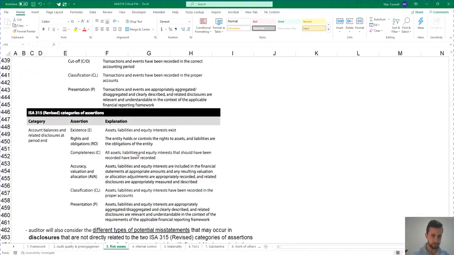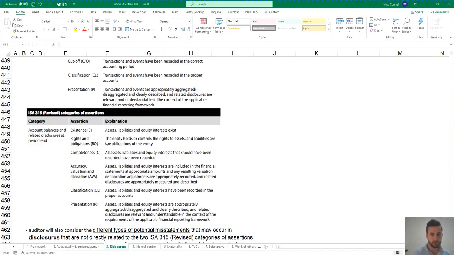So then moving on to the second category of assertions, which is to do with account balances and their related disclosures. This is more to do with the balance sheet because you're dealing with account balances. The categories of assertions for the balance sheet side are, number one, existence: that all the assets, liabilities, and equity interests actually exist. For example, I mentioned before going out to a trucking company and actually looking at the trucks and making sure that what they're saying on paper actually exists in real life. I've seen it, I can confirm that.